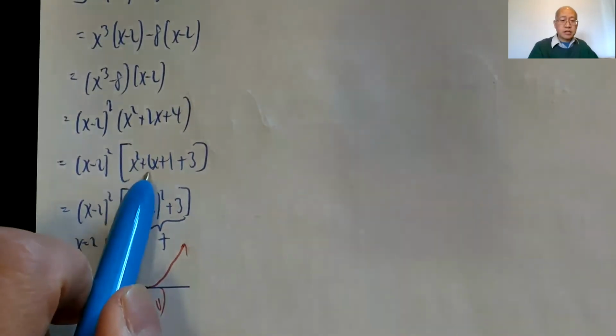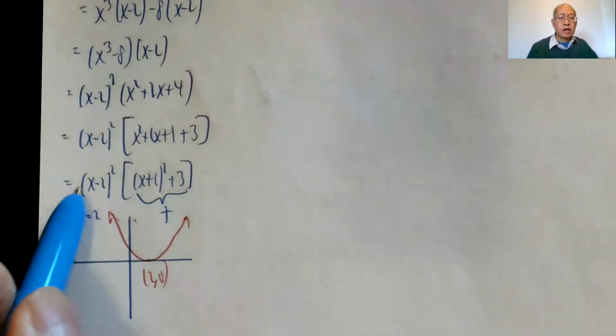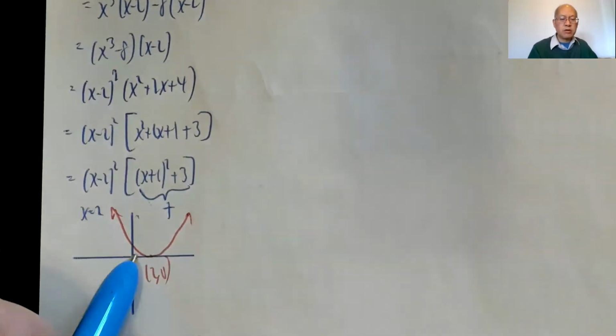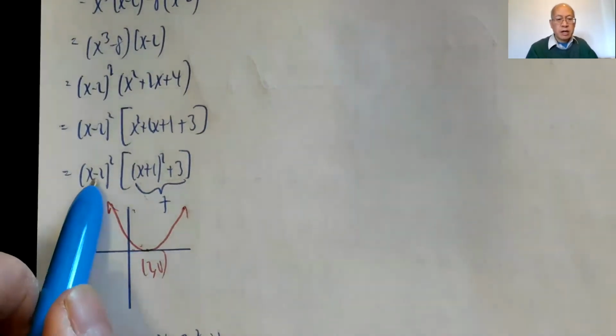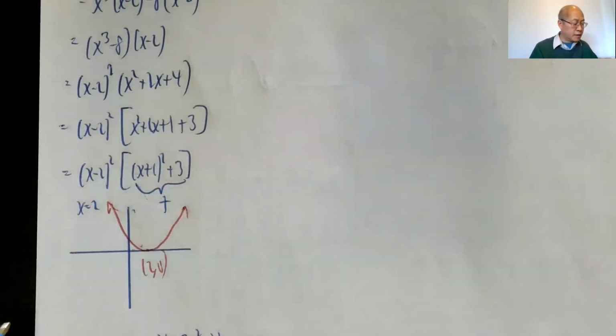If you factor like so, x squared plus 2x plus 1, x plus 1 squared plus 3, this is always positive. So the only zero is at x equals 2. But if you stop and think about it, if this is always positive, that's always positive. So the graph automatically goes something like that.